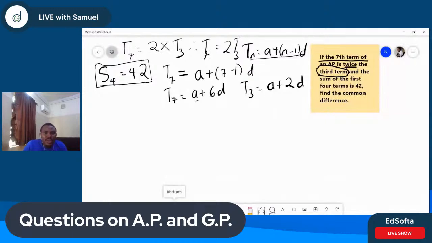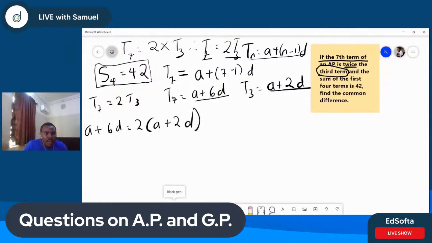We don't have so much space, so we have to see how we can squeeze some steps. So we can substitute this into this formula. So instead of having T7 and T3, since we know T7 is equals to 2T3, we can have A plus 6D is equals to 2 into bracket A plus 2D. We can have this as our equation 1.